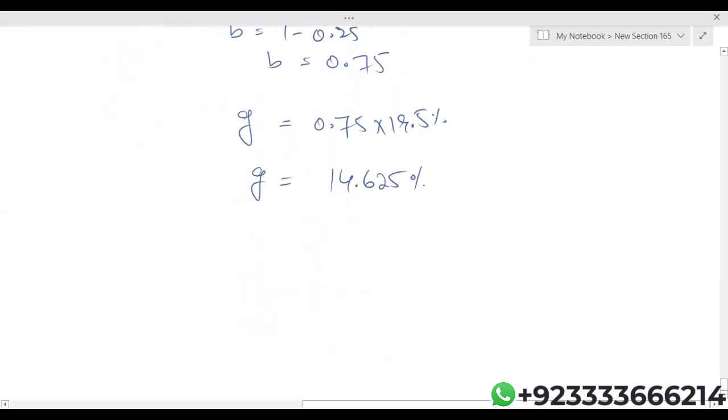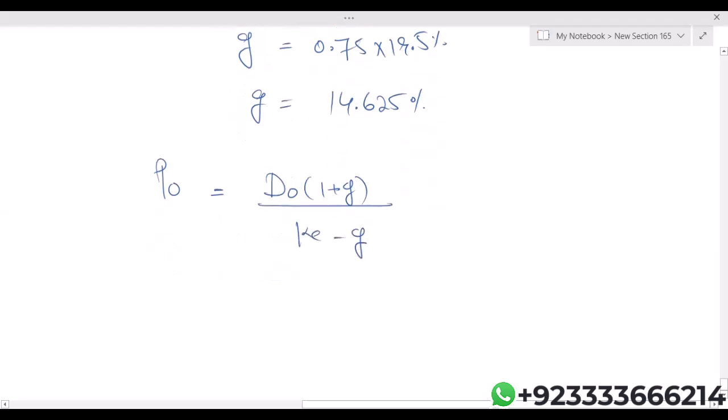P naught. We did discuss this formula previously in our first live revision class also. P naught is equal to D naught (1 plus g) divided by (Ke minus g). So P naught is equal to D naught, the current dividend per share, which is 2, times 1.14625.